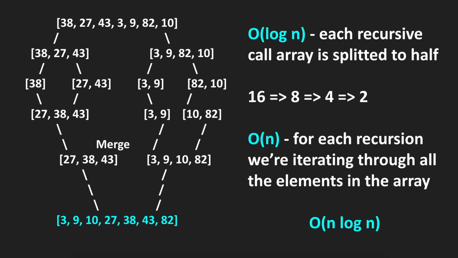So which means that our final time complexity would be log n, because we are halving our array, and for each halving that we are doing, we have to merge them back.